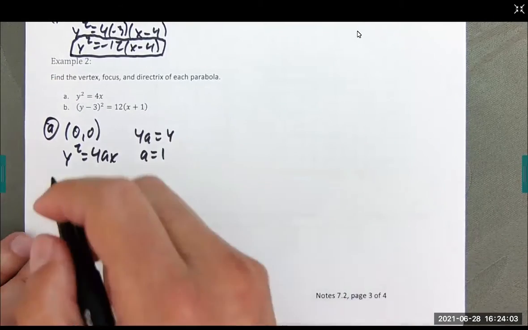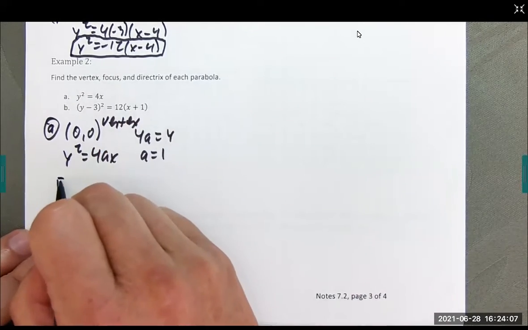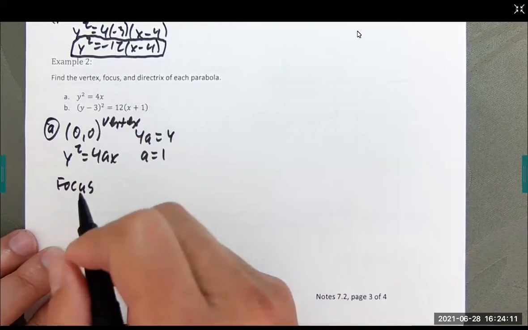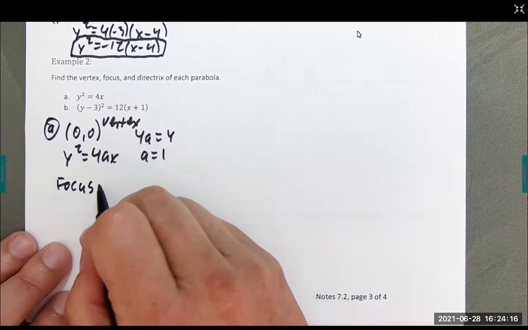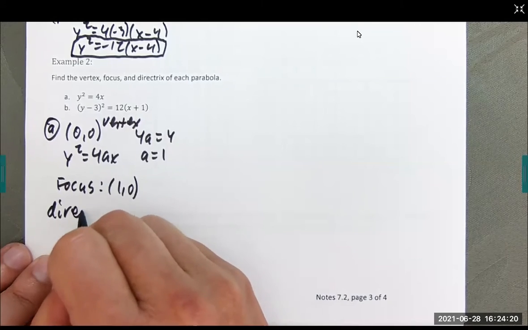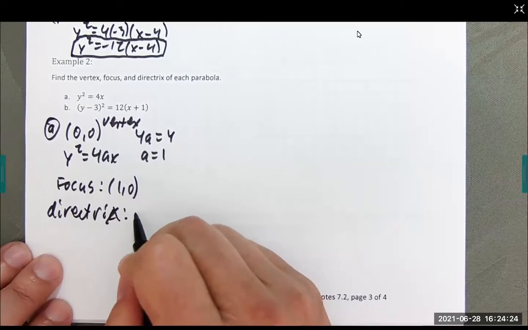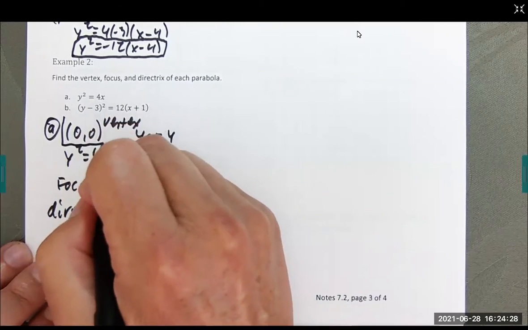So that means that the focus, this is the vertex, focus, because this is positive here, it's going to be opening to the right. The focus is going to be at 1, 0, and the directrix is the equation x equals -1. So here are our answers.